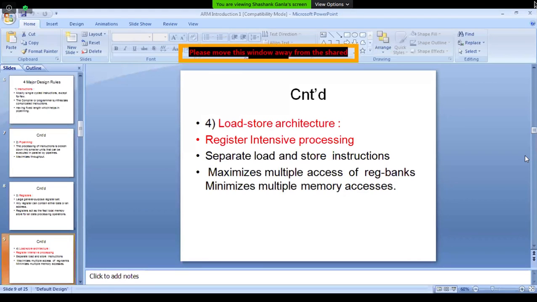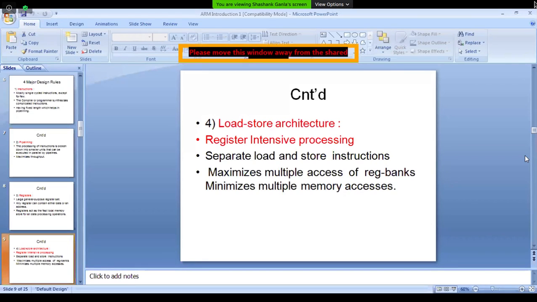So because of these load store instructions, the benefit is that all the data which has to be operated upon must be brought from memory into a register. Then it is operated on in the register quickly and fast, and it is placed back into the memory location once again. This type of policy is called the load store policy, and it leads to what we call register intensive processing. So most of the processing is done with respect to registers.